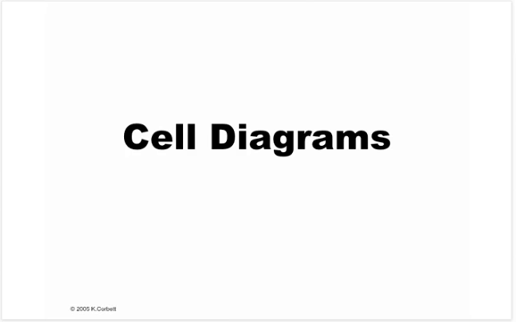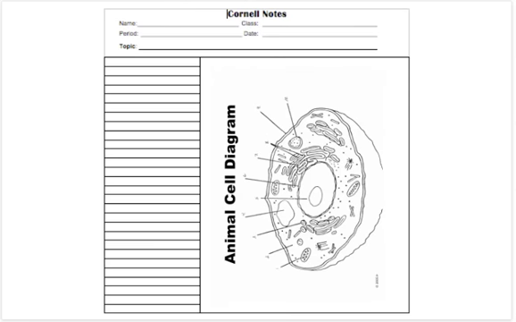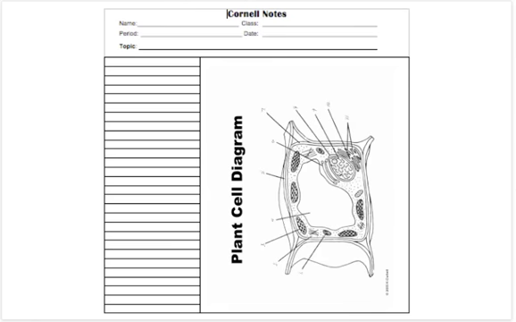Hi Life Science students. This week your lesson is on the parts of the cell. They're called organelles, and so this lesson is called cell diagrams. You should have a Cornell note sheet that looks like this. It has the plant cell diagram on the front side and the animal cell diagram on the back side. You will be labeling all of these labels in here.